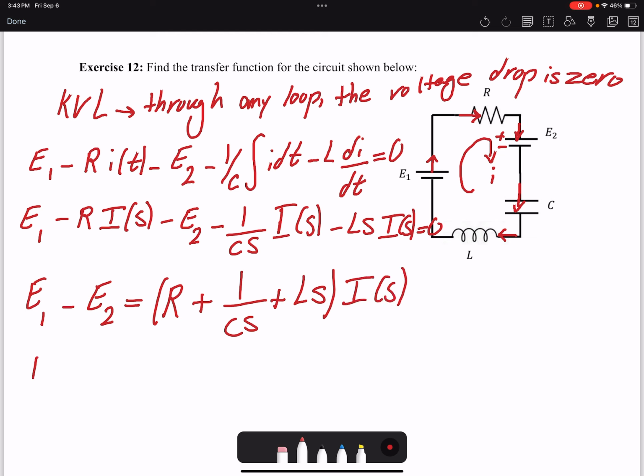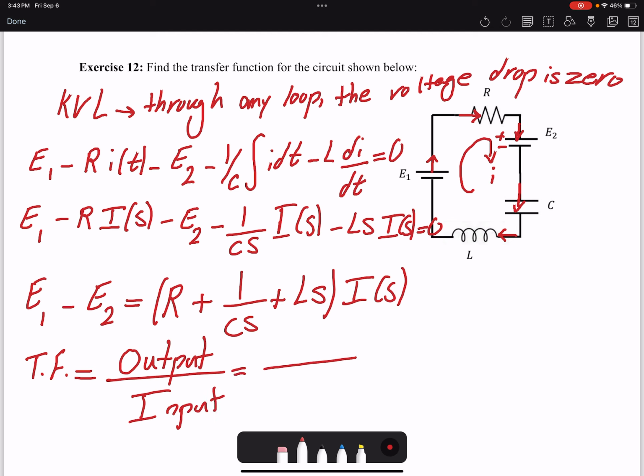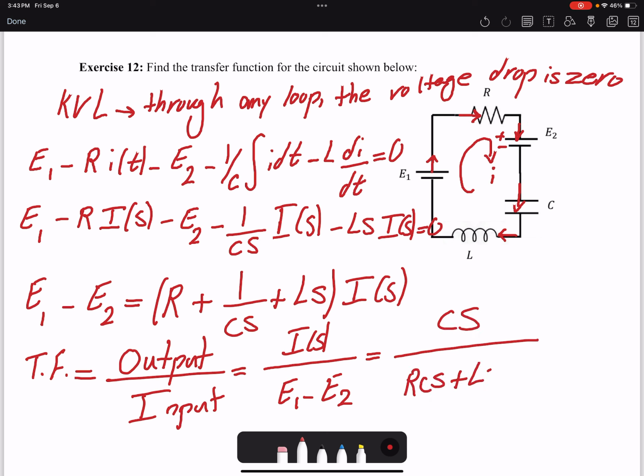Transfer function is output over input. What is output for us here? Can you tell? Which one is output, which one is input? The output is the current that we are getting. We are putting the voltage in hope of getting a current. We have two sources here, so that would be E1 minus E2. That gives us Cs over LCs squared plus RCs plus 1.